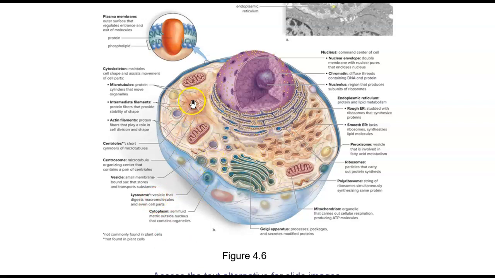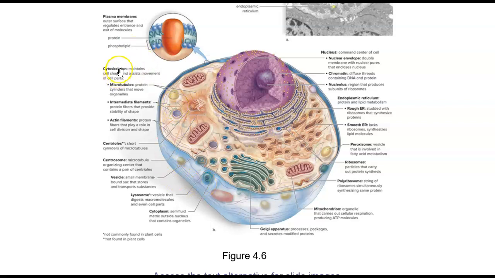This structure here is called a centriole. Centrioles, there's always two. There's a pair of centrioles always. The centrioles help in cell division, and plant cells do not have centrioles. They do have structures that help in cell division, but they don't actually have centrioles. So centrioles are only found in animal cells, and lysosomes are only found in animal cells.